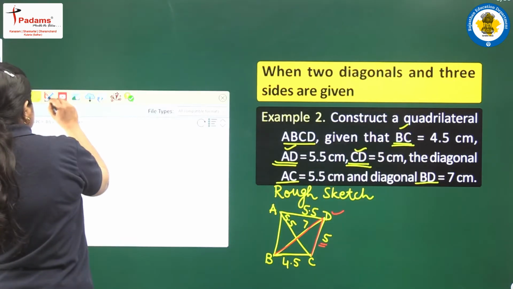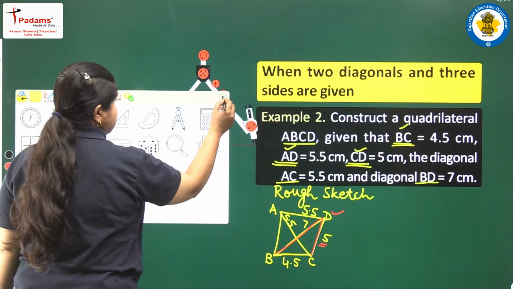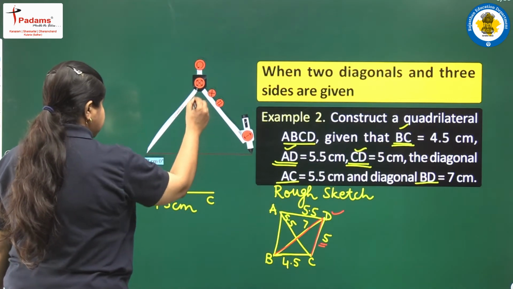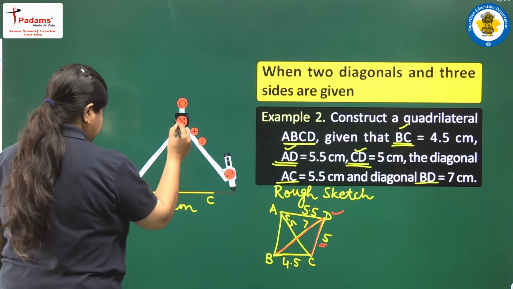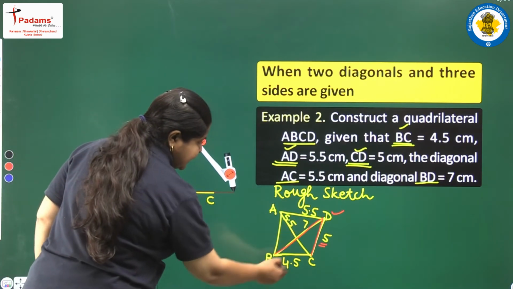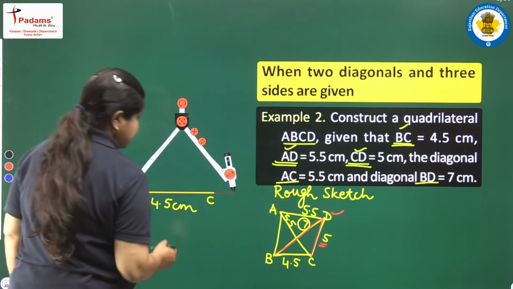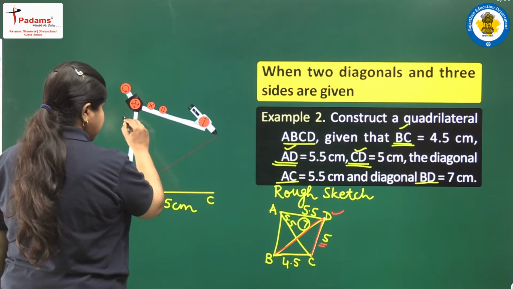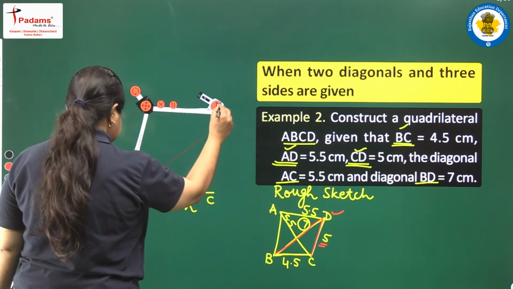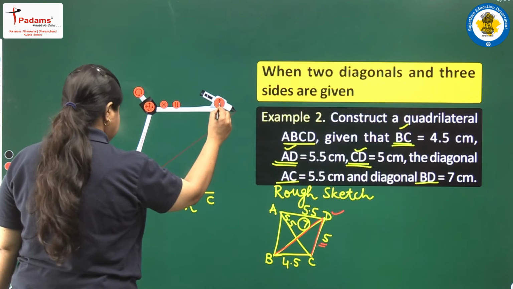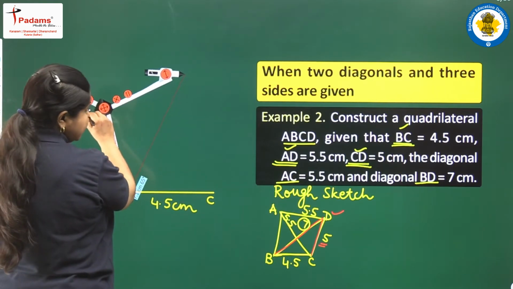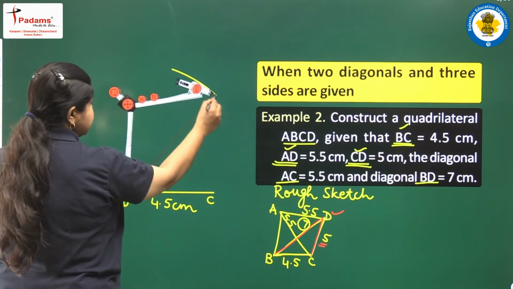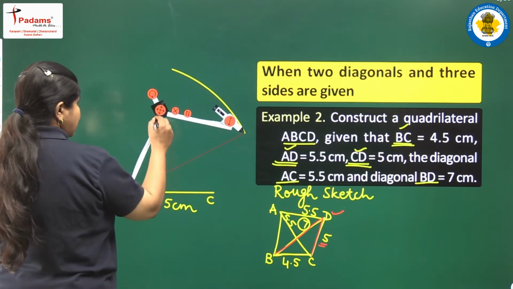Let us take the compass. We will bring it at first point B, and what should be the radius? It is 7 centimeters. So let us take it equal to 7 centimeters so that we can easily draw our arc. You can see this arc will be in this way. Now what next?